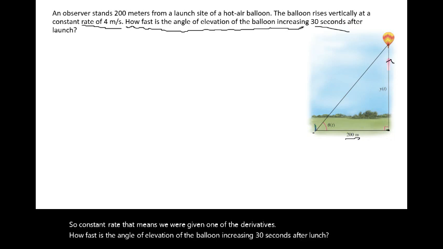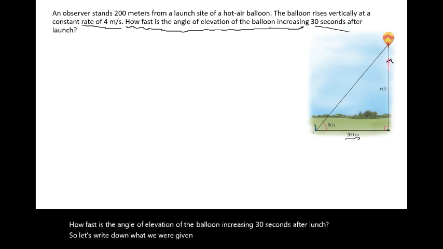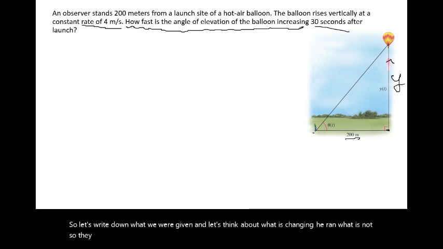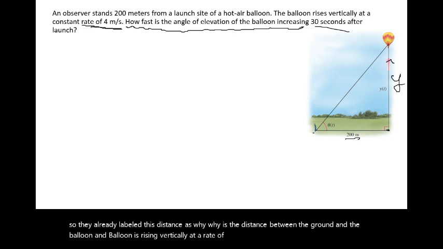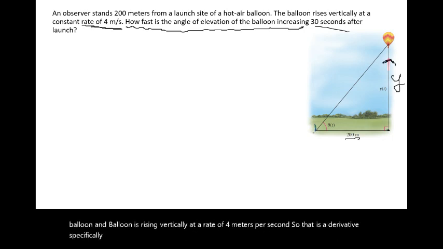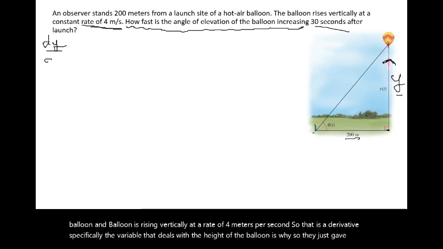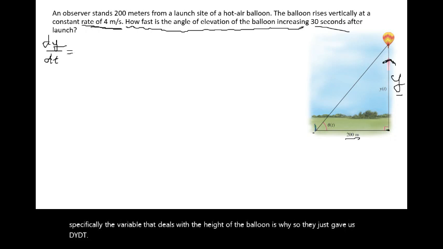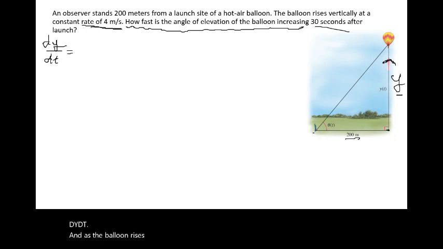So let's write down what we were given and let's think about what is changing here and what is not. So they already labeled this distance as y. y is the distance between the ground and the balloon. And the balloon is rising vertically at a rate of 4 meters per second. So that is a derivative. Specifically, the variable that deals with the height of the balloon is y. So they just gave us dy/dt. And as the balloon rises, this distance y is going to increase. So dy/dt is going to be positive 4.